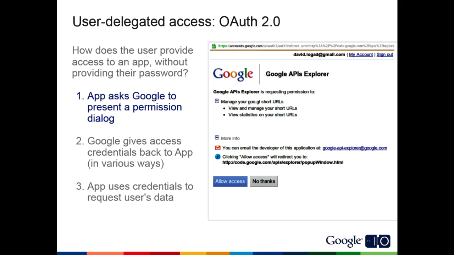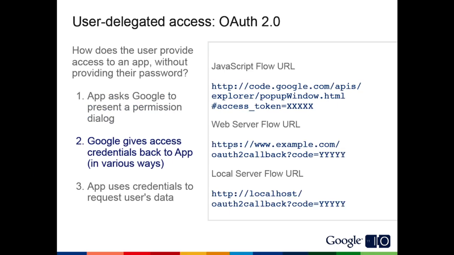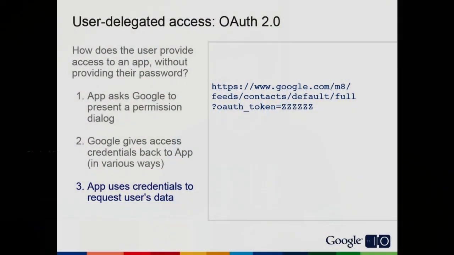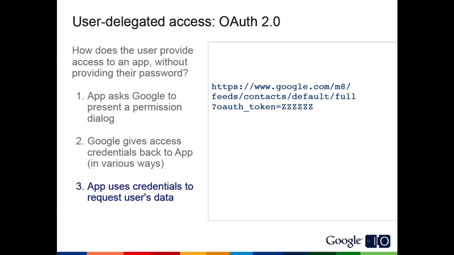Once they've consented, the rest of the flow is behind the scenes. Because there are various different use cases, the flows, as they're called, are slightly different. From JavaScript, there's an access token after a pound sign. There's a web server flow. There's a local server flow, which is what Tony was showing. And step 3 is what you really wanted to do, which was to access the user's data. You put a token in the URL, and that token encodes who you are and who the user is, and you get the user's data.